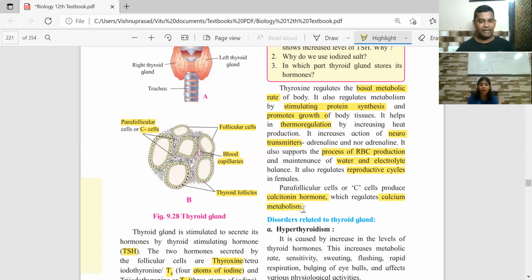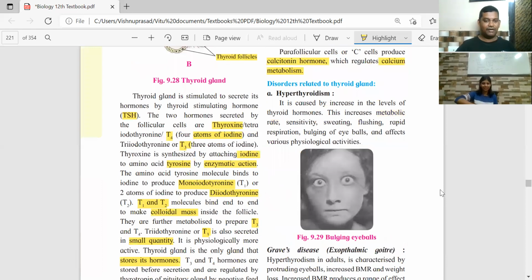From the name itself, you can make out calcitonin, calcium, easy. We will come back to this hormone once again when we discuss the parathyroid gland. Okay, fine. For now, parafollicular cells produce calcitonin hormone.